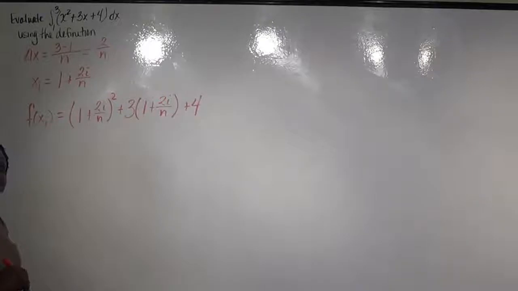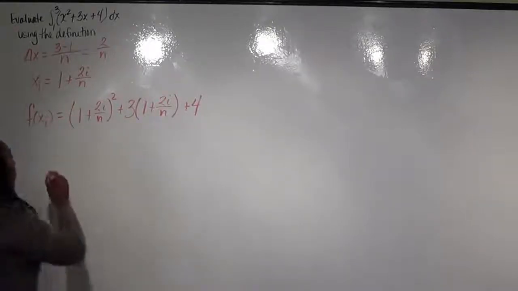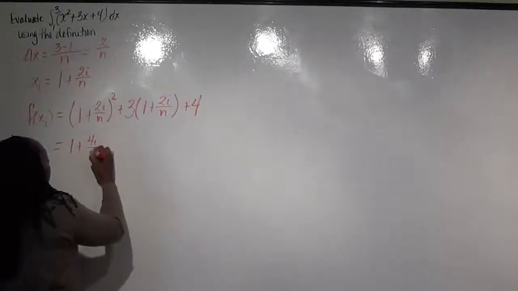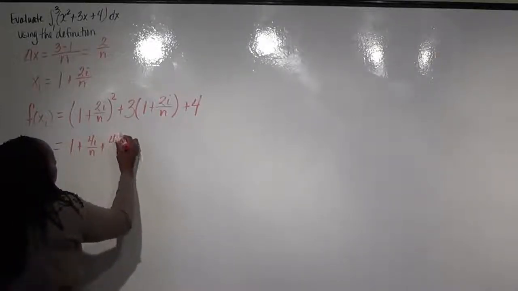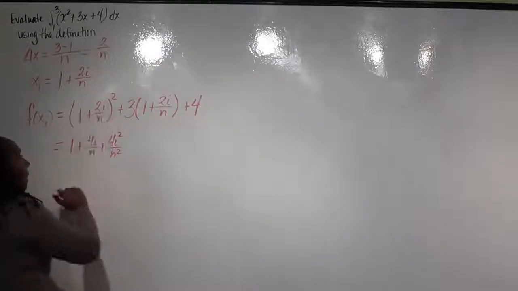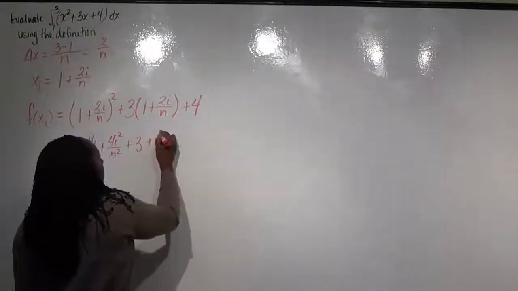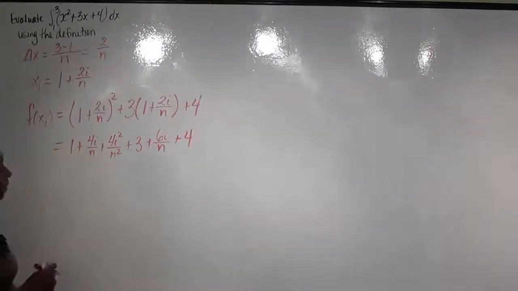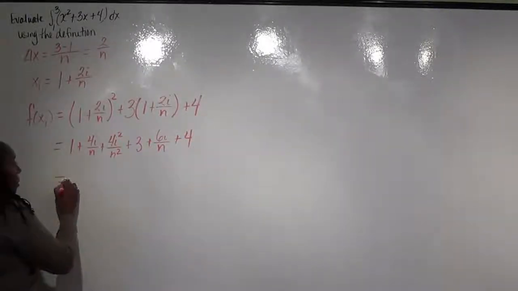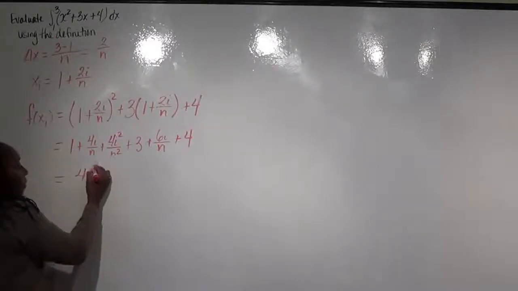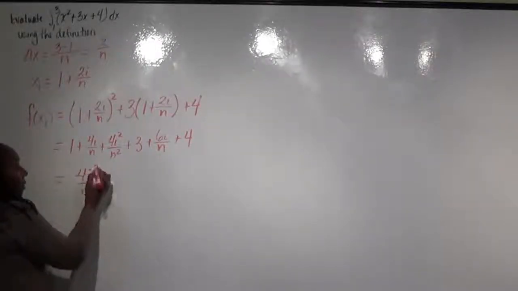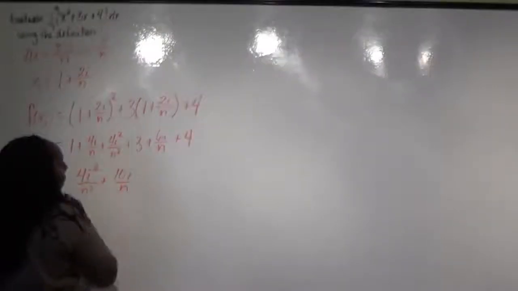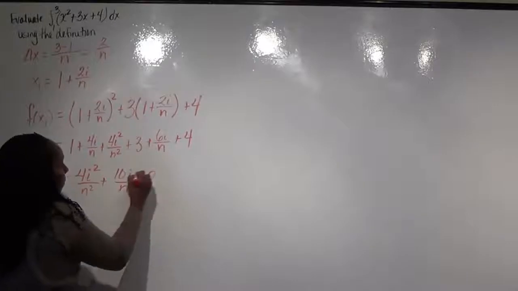Again, probably want to simplify this before I try putting it into my limit. So we'll get a 1 plus a 4i over n plus 4i squared over n squared. So foiling that out, plus 3 plus 6i over n plus 4. Combining terms, our f of x sub i will be 4i squared over n squared plus 10i over n plus 8.